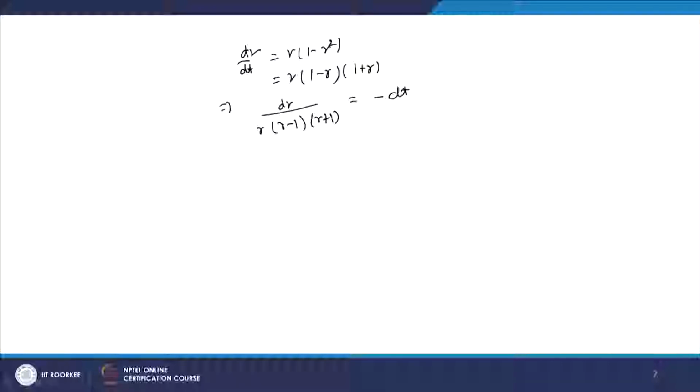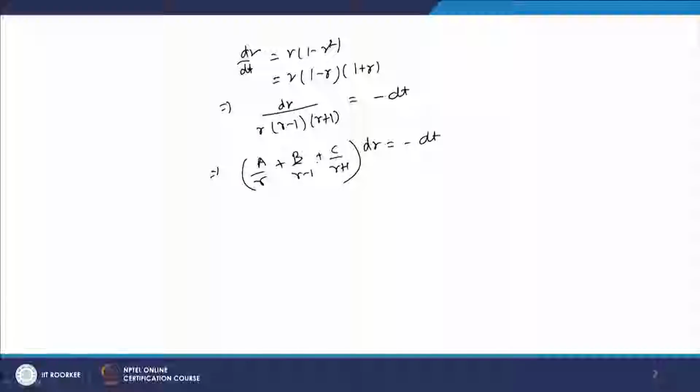So, we have dr by dt equal to r into 1 minus r square. We can write this as r into 1 minus r into 1 plus r. So, we can simply say that dr divided by r into r minus 1 into r plus 1 equals minus dt; we just multiply by that. Now, we can use partial fractions: a by r plus b by r minus 1 plus c by r plus 1, dr equal to minus dt. We need to find the values of a, b and c.